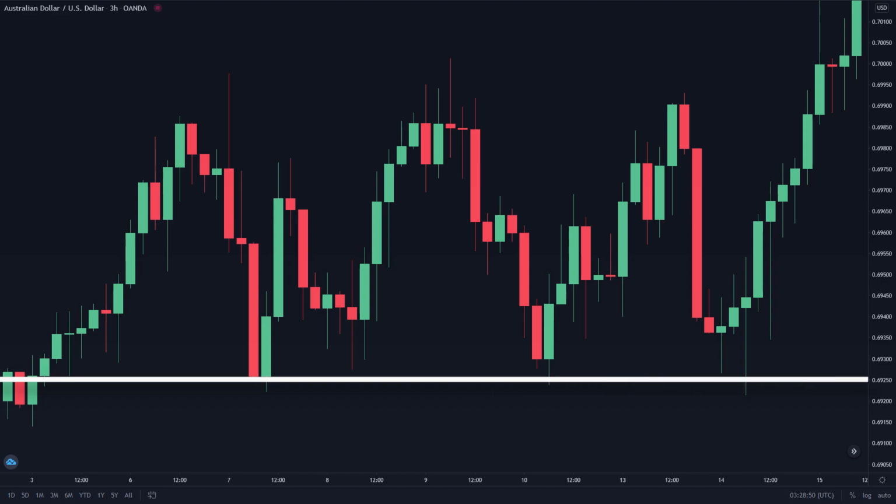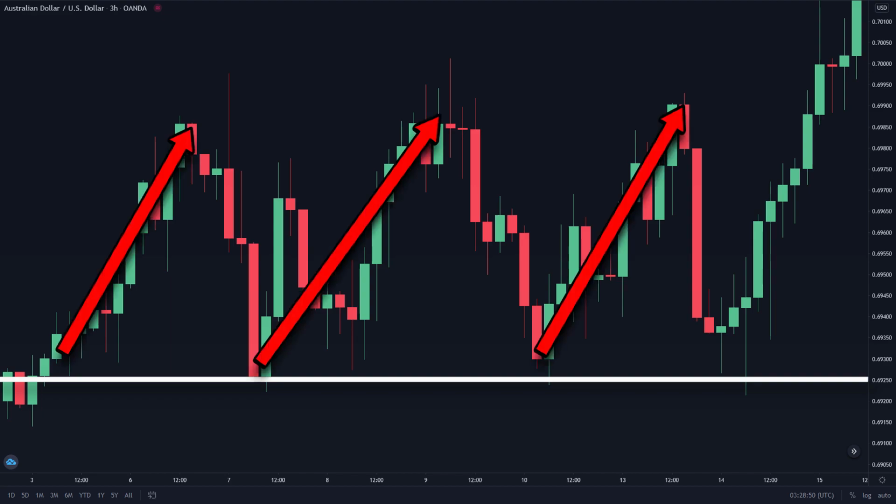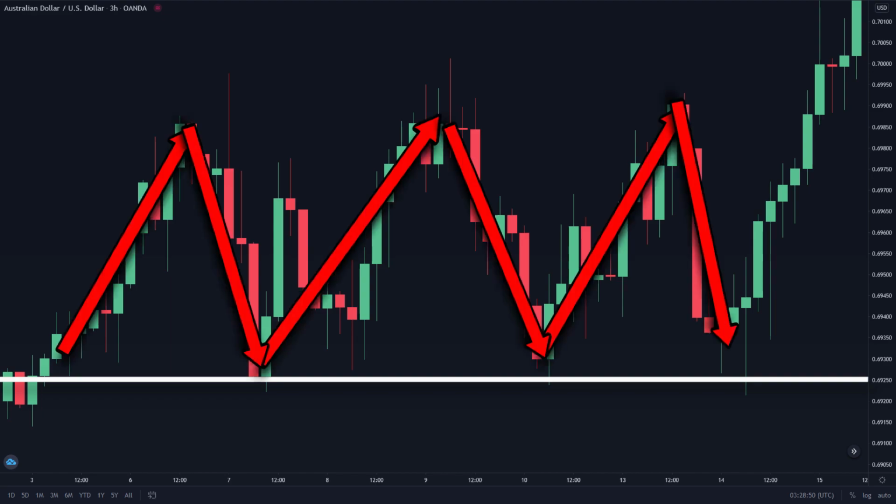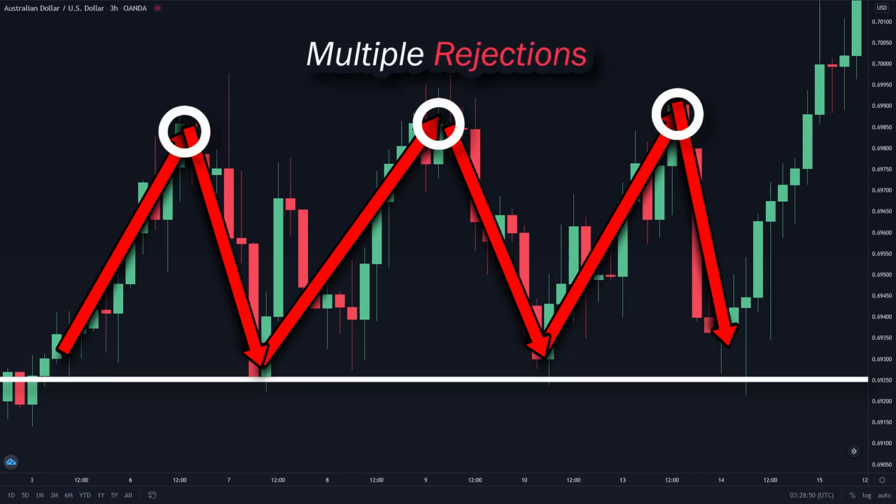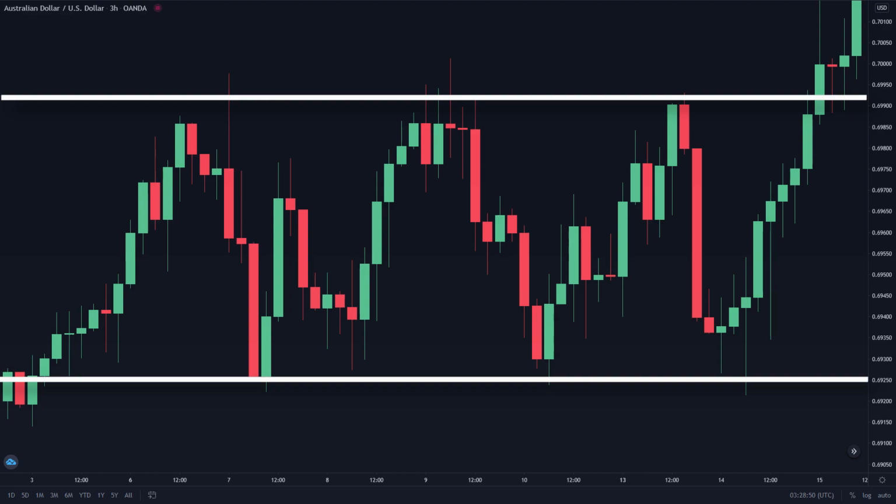And you can also see this happening on the top. Every time prices went up to this level, it reversed downwards. You can see this happening multiple times on 3 different occasions. So we can draw a resistance line here.